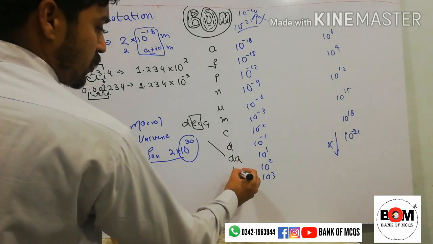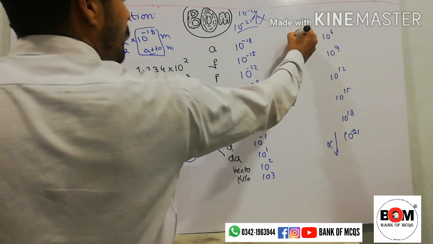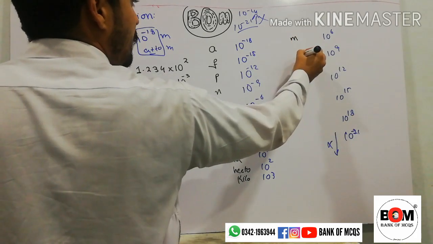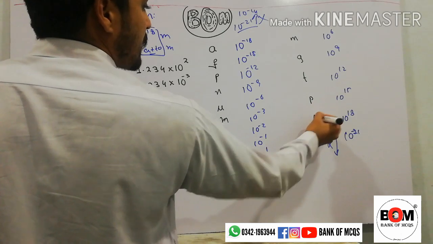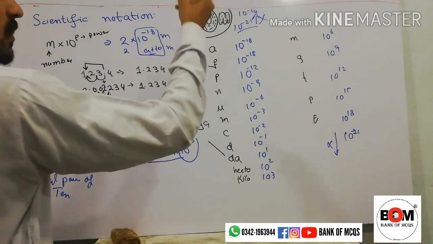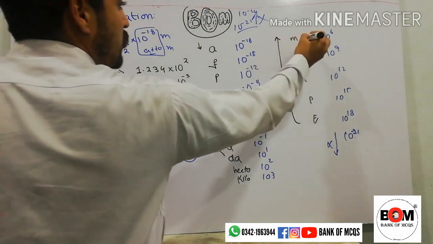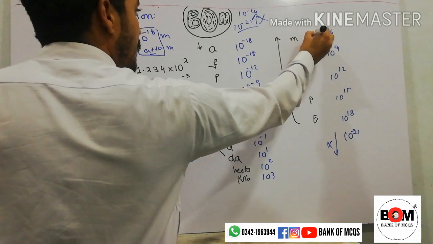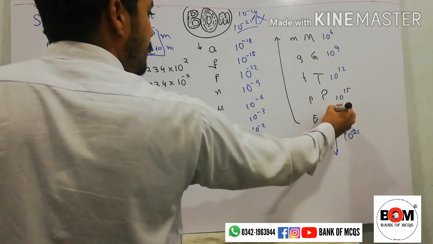The next is hecto, kilo, mega, giga, tera, peta, exa. Bear in mind that the first words are all small letter except the last 5: 1 2 3 4 5. So kilo, mega, giga, tera, peta, exa.